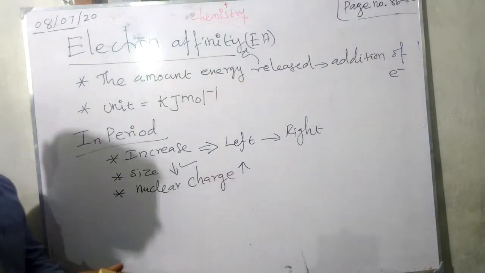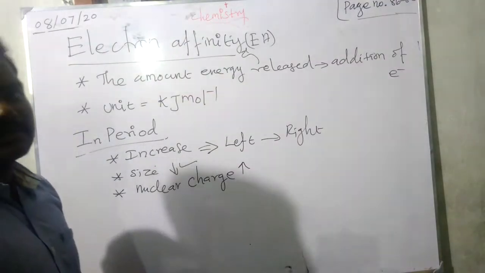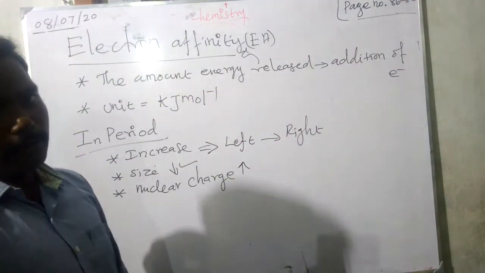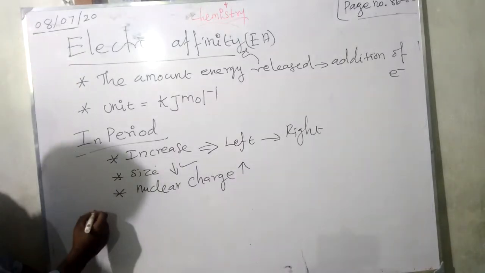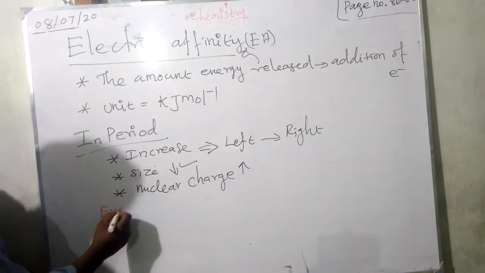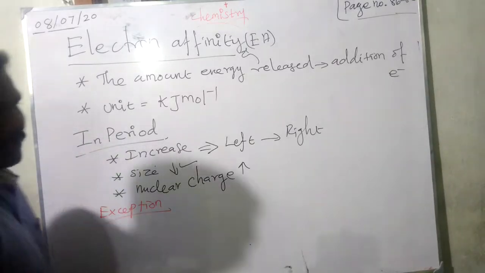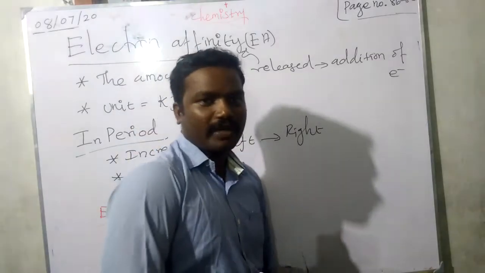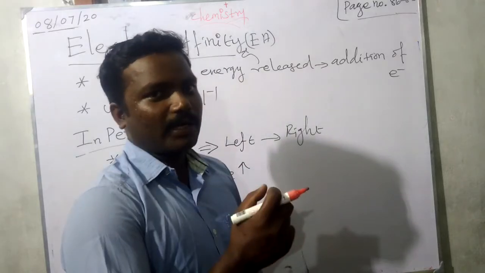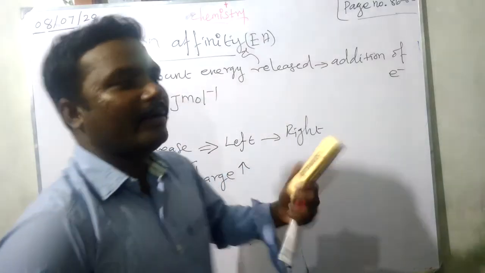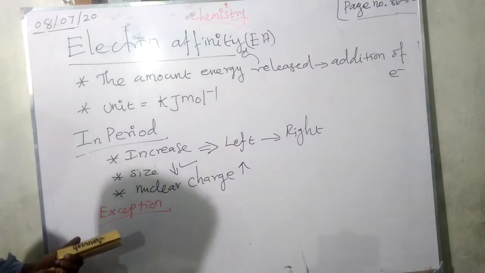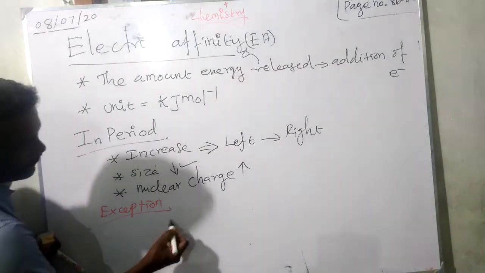There are some exceptions, my dear students. What do you mean by exceptions? In regular trends, something may differ. So what are the exceptions? As usual, in ionization energy itself we have studied two exceptions. What are they? Beryllium and nitrogen. The same exceptions we are going to learn here.